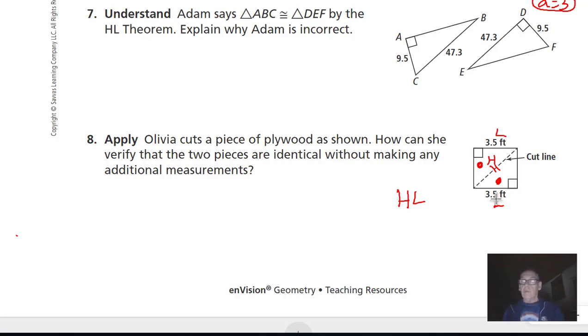This piece is 3.5 feet, that gives us the L, and this cut is shared between both of those. It went corner to corner. That gives us the H. So by HL, these two triangles are congruent to each other. So I went through the evens. If you want full credit for this, you need to do the odds and show all your work with explanations. Be sure you completely explain and answer the question.